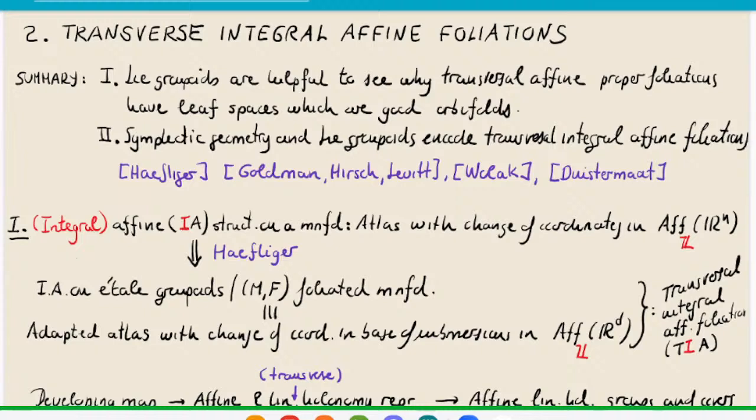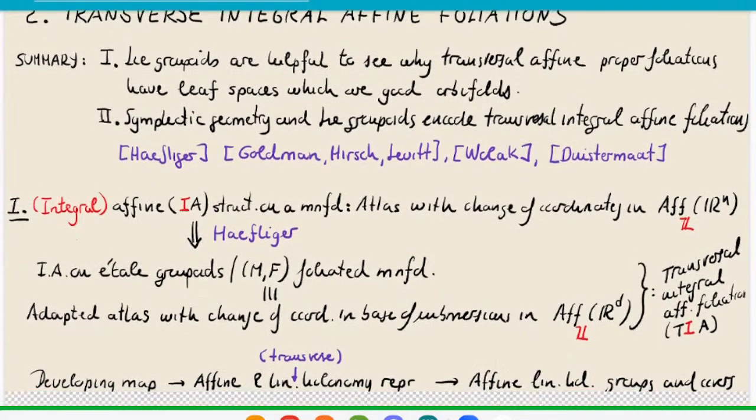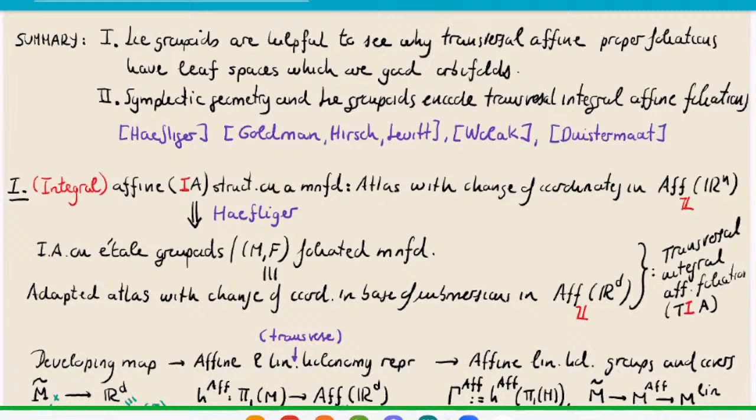And the second part of this section 2 is showing that transverse integral affine structures are actually encoded by a mixture of information that comes from Lie groupoid theory and from symplectic geometry. And you have there some references, because again, this material, with few exceptions, is very, very classical.